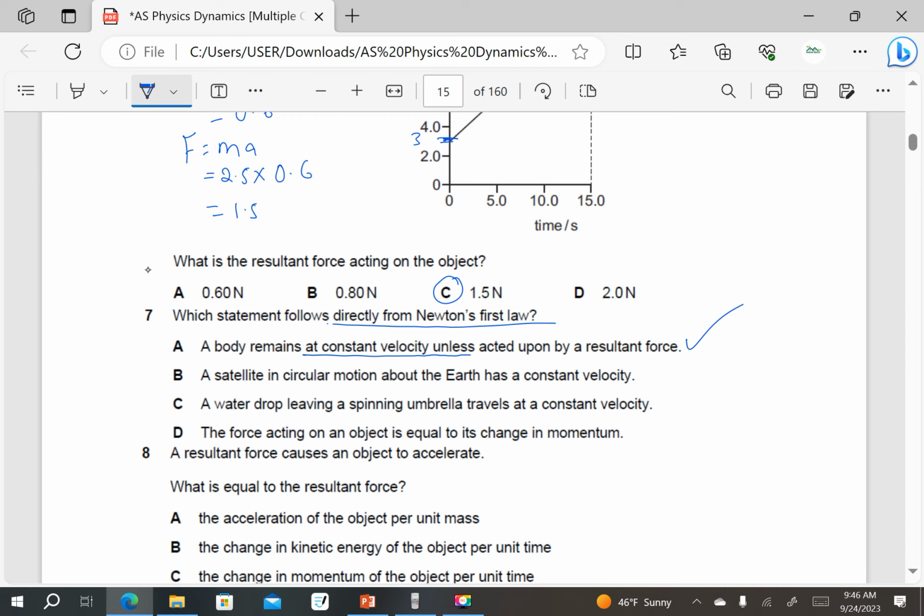A satellite in circular motion about the Earth has constant velocity. The velocity keeps changing because it changes direction. A water drop leaving a spinning umbrella travels at constant velocity. Not at all, because the umbrella was spinning, it changes direction. The force acting on an object is equal to its momentum. No, force is the rate of change of momentum. So the answer is A.